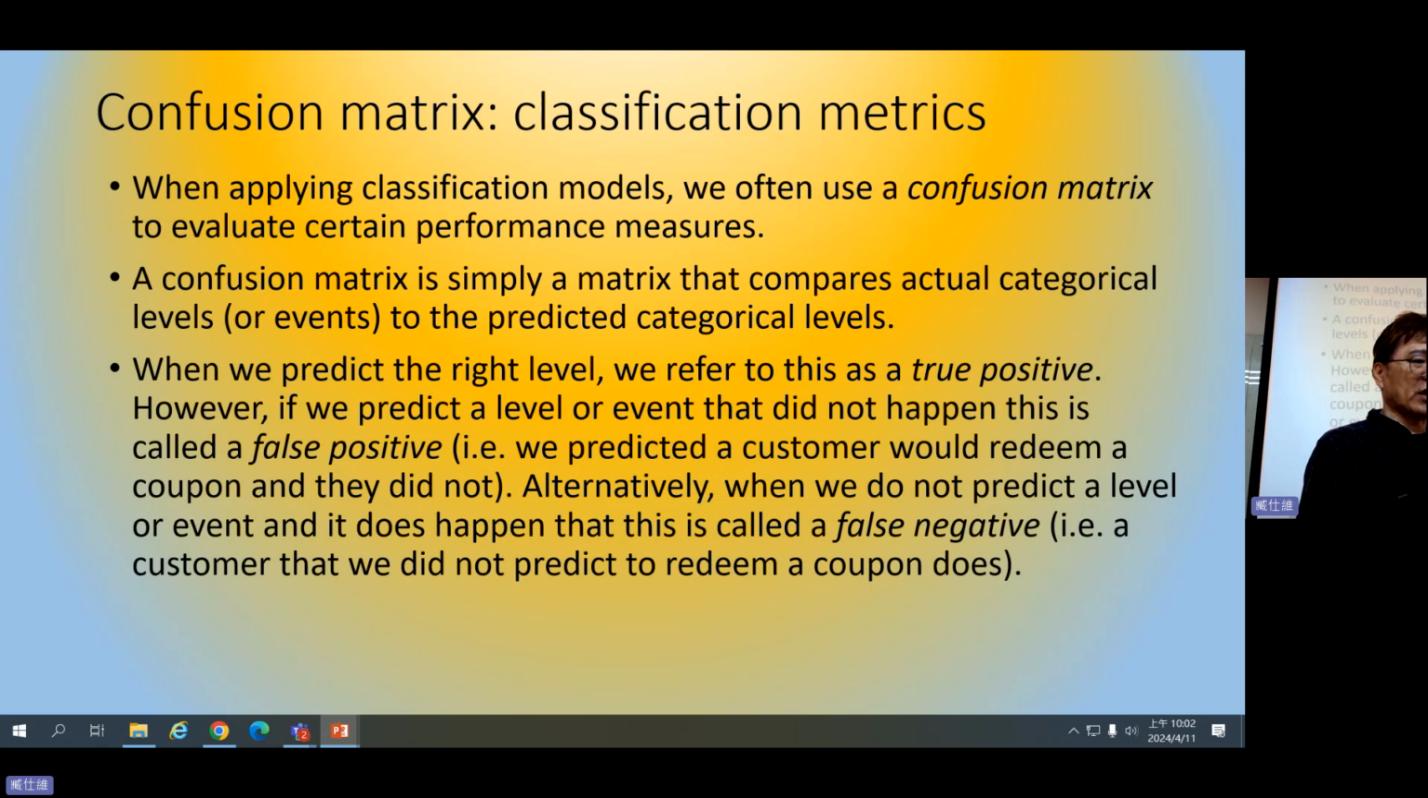And then we also have other classification measures, for example the confusion matrix. We like to call this the confusion matrix to evaluate certain performance measures. This confusion matrix will be applied to categorical data.